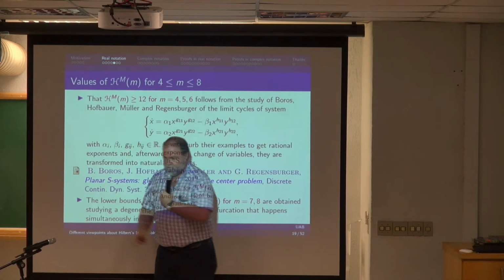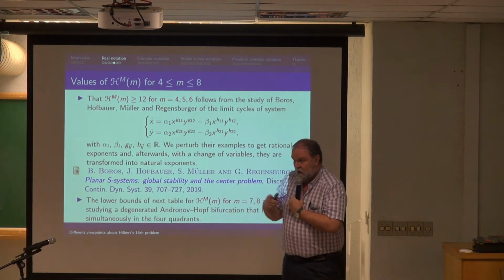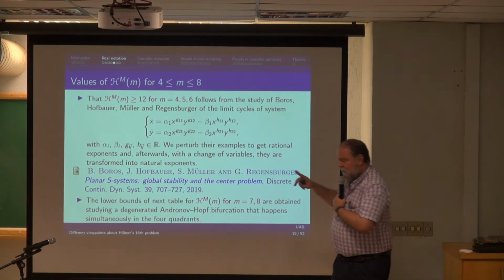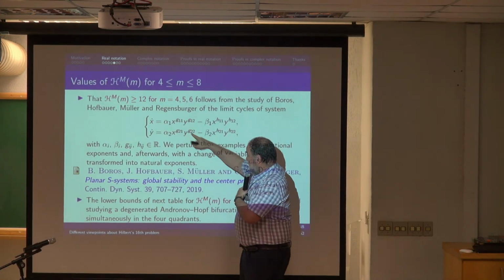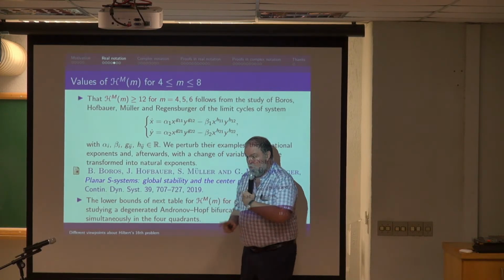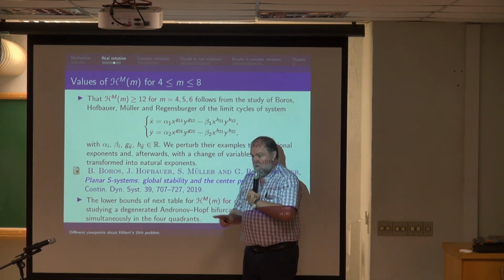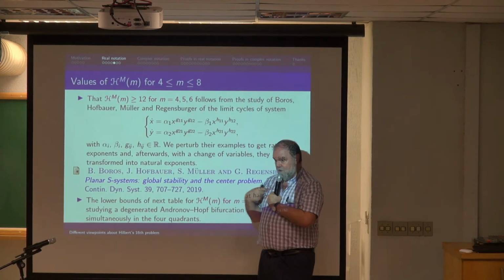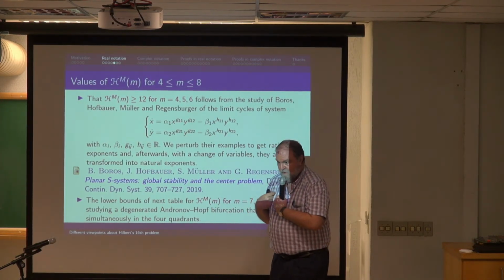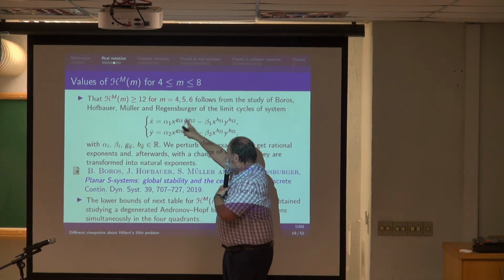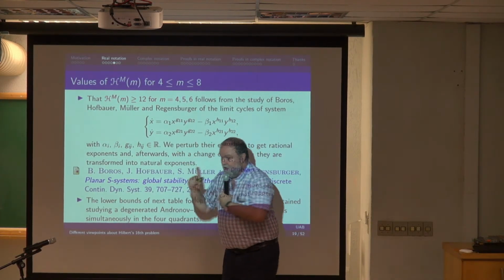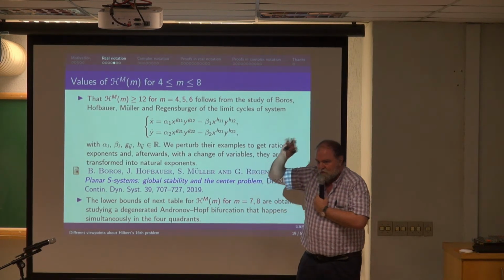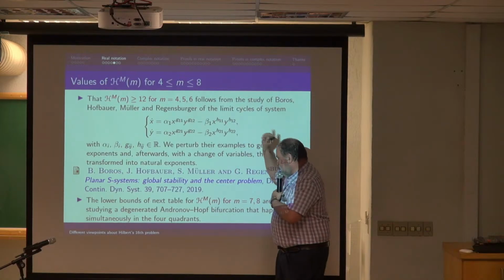Hofbauer. Hofbauer did something that I didn't know at that moment, that this system with 4 monomials has 3 limit cycles, 3, more than my 2. But these numbers are real, because they study another problem, they invent another problem.